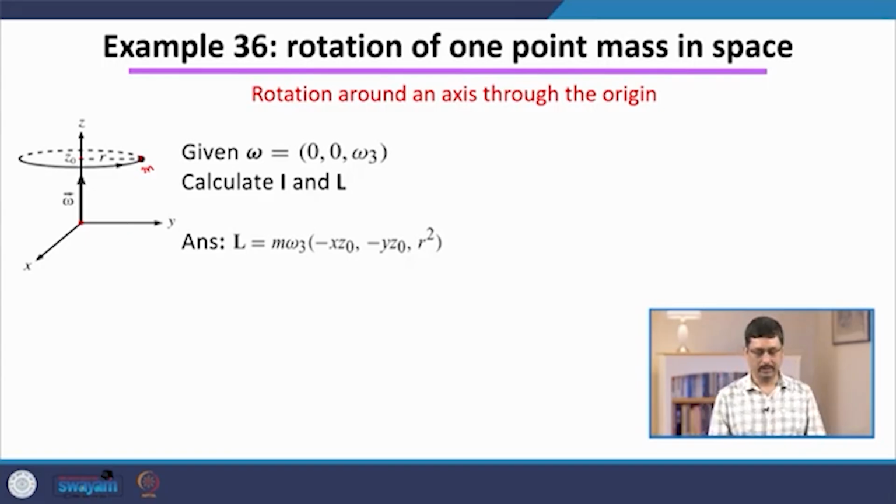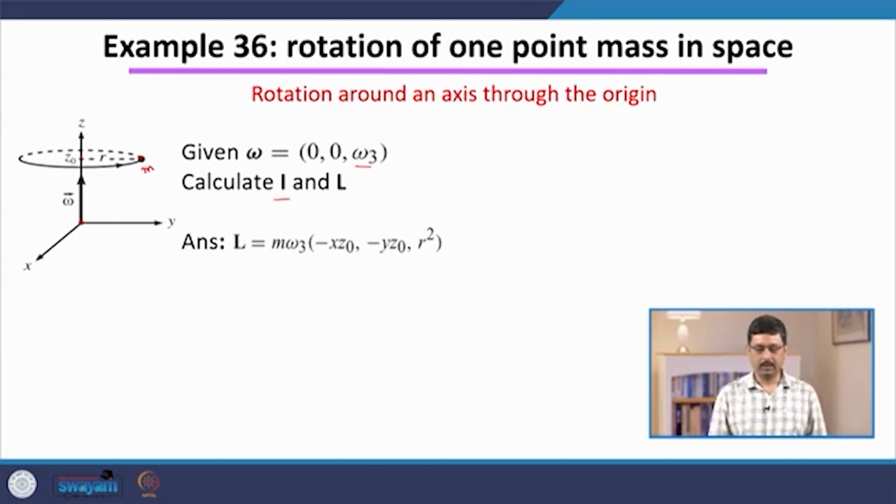Now, given that the angular speed is omega 3, the direction of the angular velocity is along the z axis, and this is a constant. So, the particle is moving with a constant angular speed omega 3, and the direction of the angular velocity is pointed along the z axis, which means that the particle is moving in a plane perpendicular to the z axis, that is, a plane parallel to the xy plane. Now, the problem is to calculate the angular momentum and the moment of inertia I.